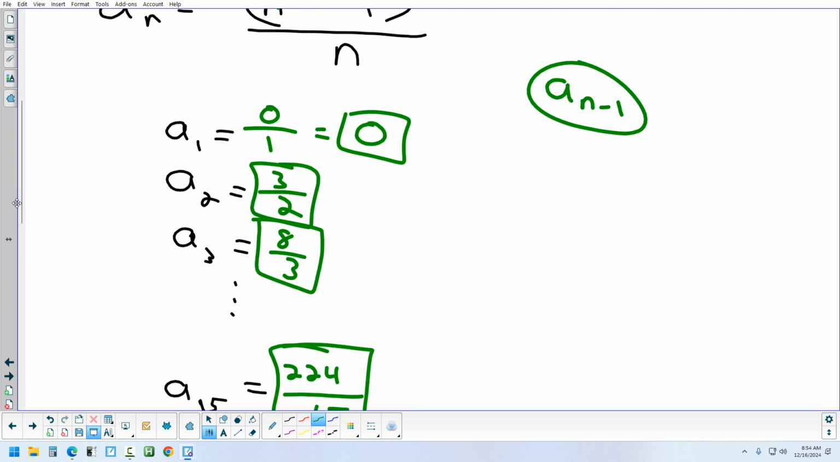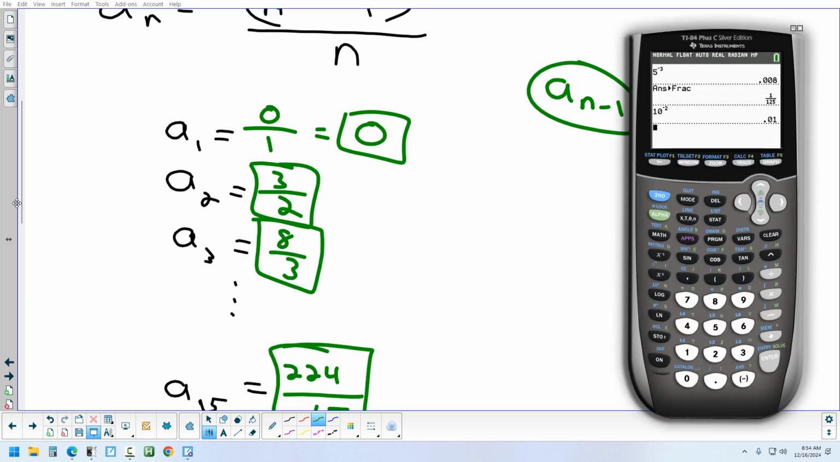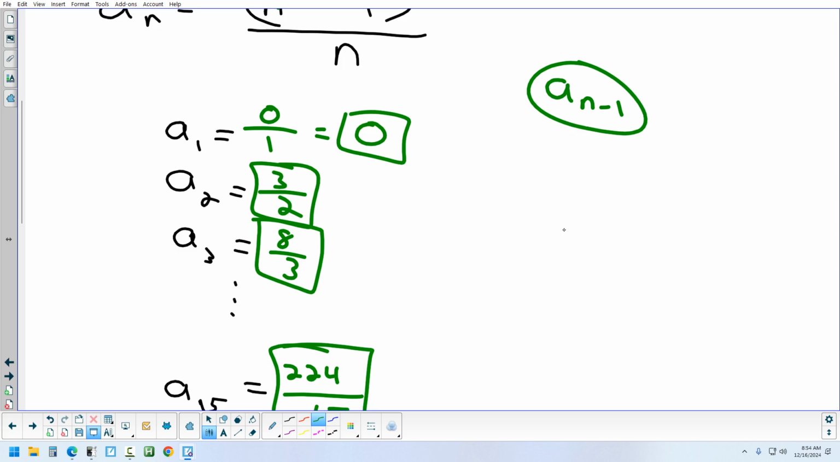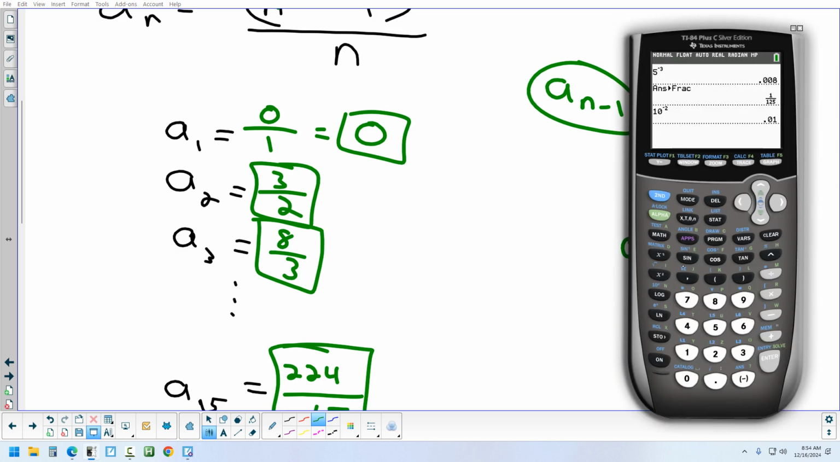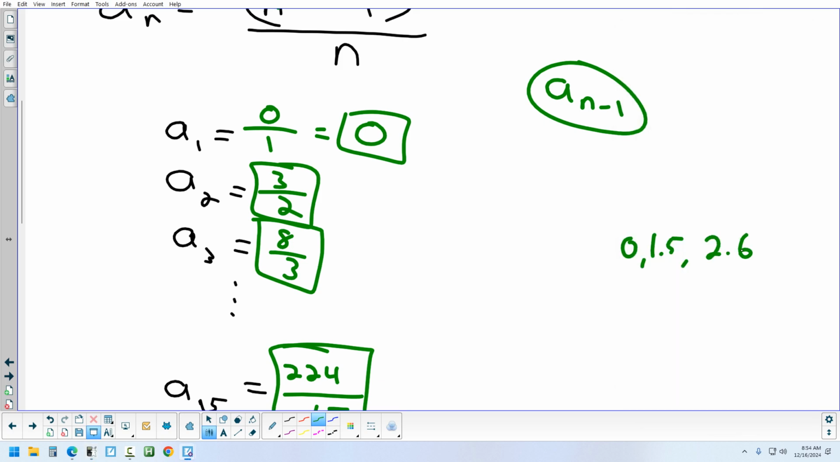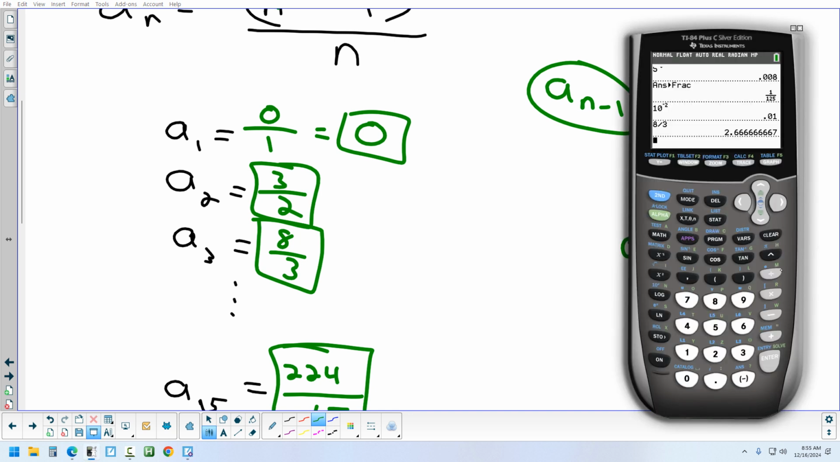And sometimes, if you change it to a decimal, you might start to notice what's happening. Okay, the first one is 0. You don't have to write the decimal part down. What we have in green, those are correct. That's what they want. We have 0. The next one is 1.5. The next one is 8/3. It's about 2.6 repeating. And then the 15th one is 224 divided by 15. Here's where I think you'll start to see the pattern. 14.93 repeating.